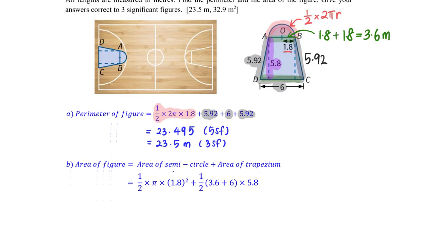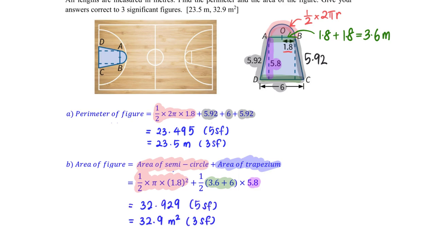The semicircle, which is this, half times pi r square, plus my trapezium, where for the trapezium I will have the sum of the parallel sides multiplied by half multiplied by my height of the trapezium. This gives me a value of 32.929 to 5 significant figures, and final answer 32.9 meter square in 3 significant figures.